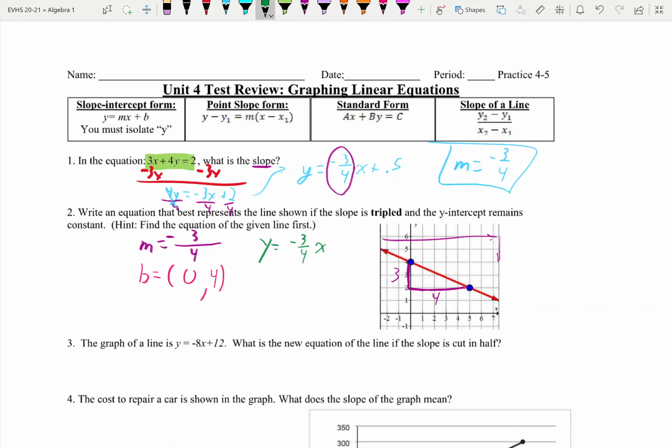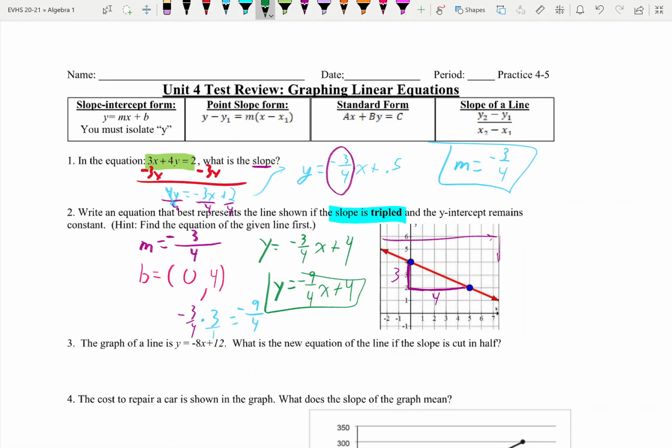But it's asking me to do this if the slope is tripled. So what I'm going to do is take the slope of negative 3/4 and multiply that times 3. Remember, when you multiply a fraction times a whole number, that is actually a fraction too. So you multiply the tops and multiply the bottoms, so that becomes 3 times 3 is 9, 4 times 1 is 4, and that whole thing is negative. So my new equation, after it's tripled, is y equals negative 9/4 x plus 4.